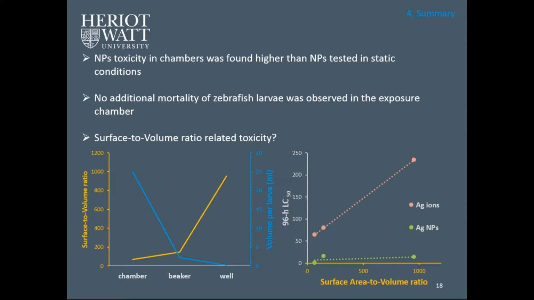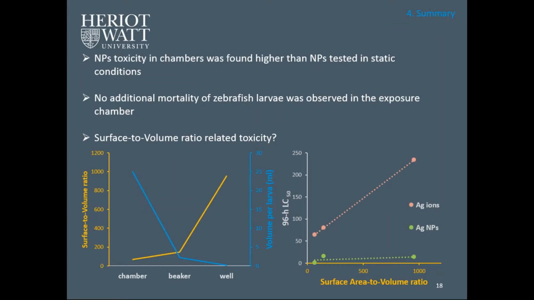So can we relate the toxicity that we see to the surface to volume ratio? Because as you can imagine, there are differences in the surface to volume ratio across the methodologies. So the theory is that the higher the surface to volume, then the toxicant sorbs to the surface and the less toxicant is available for the fish. So less toxicity is found when we have higher surface to volume ratio. And we can see that the chamber is significantly different from the wells of the 96 well plates.